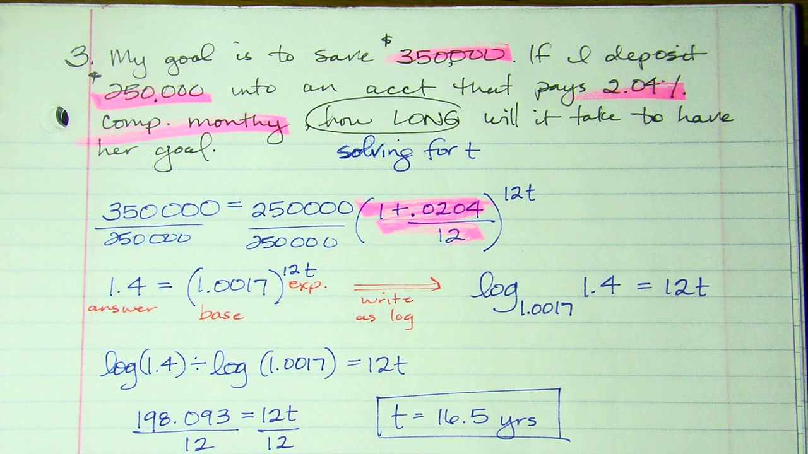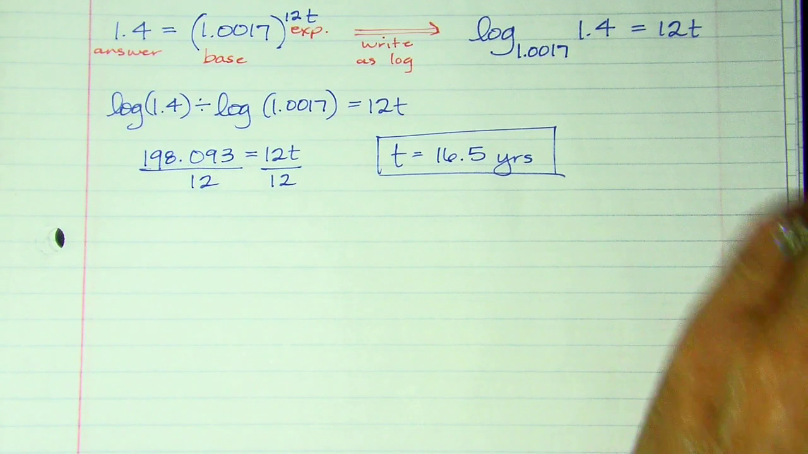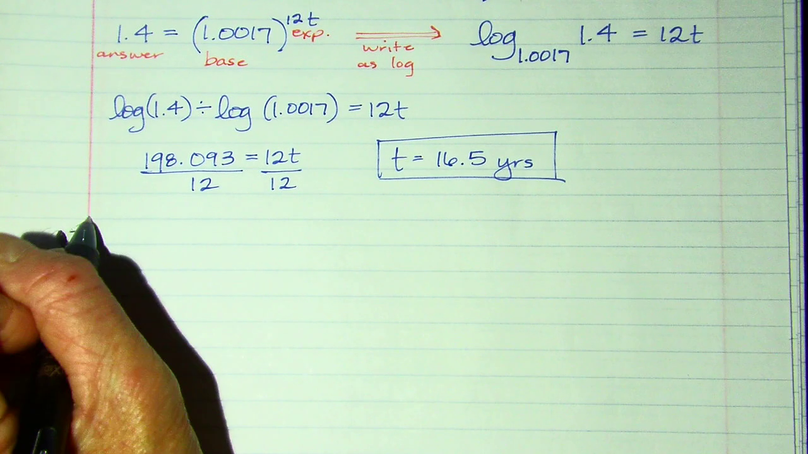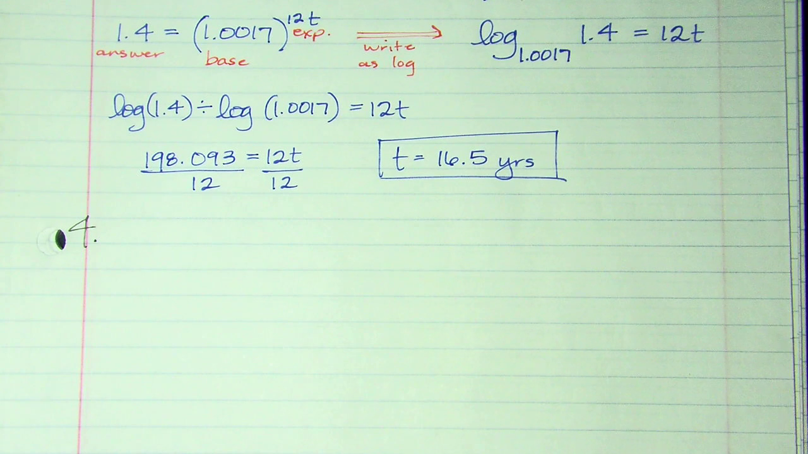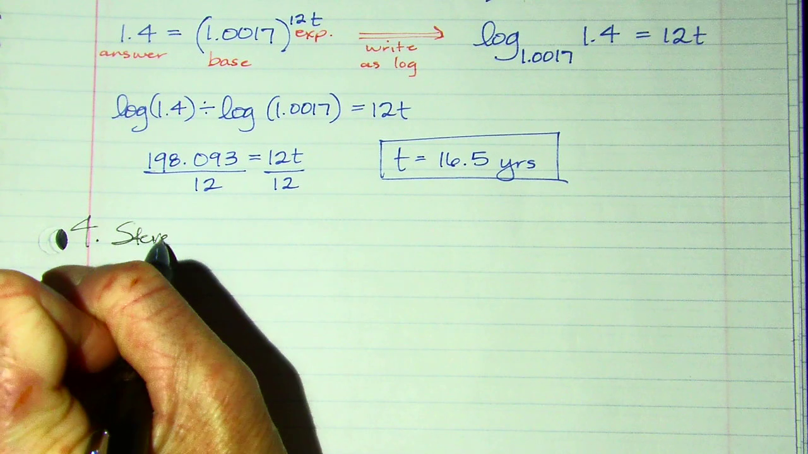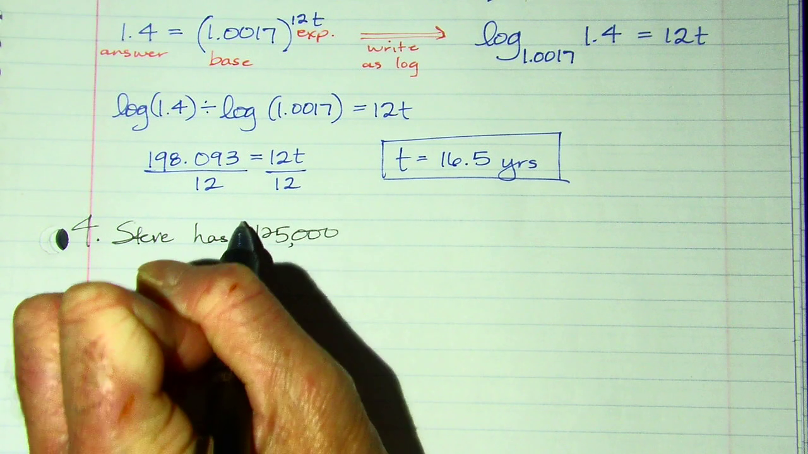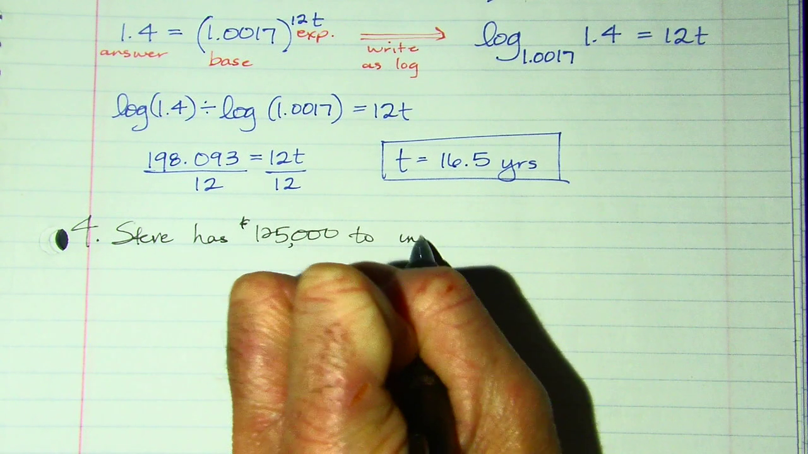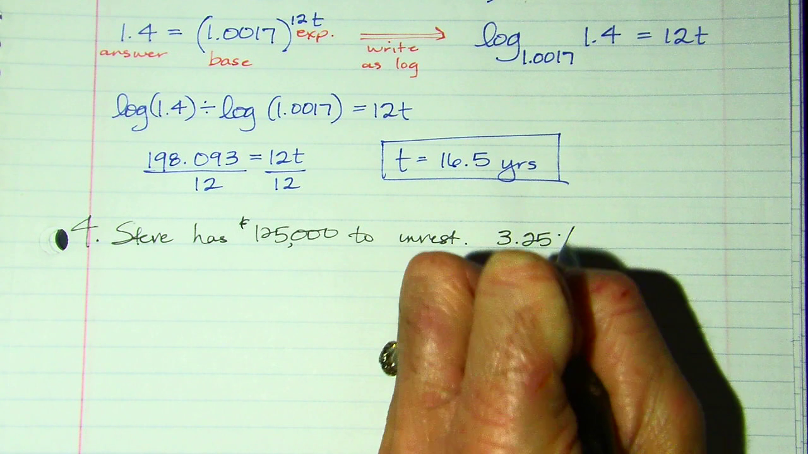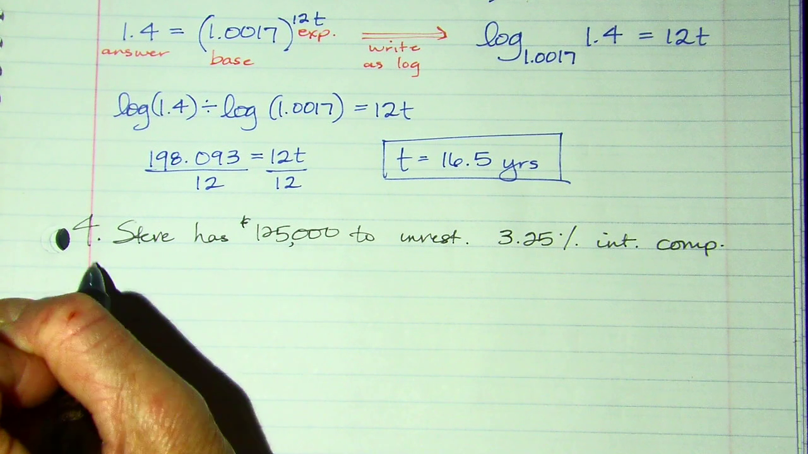So we're going to do a couple more like that. I know this video is already long, but these sections in your book are really long, so it is what it is. All right, so Steve has $125,000 to invest. The account pays 3.25% interest, compounded quarterly.